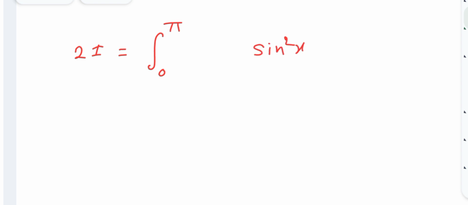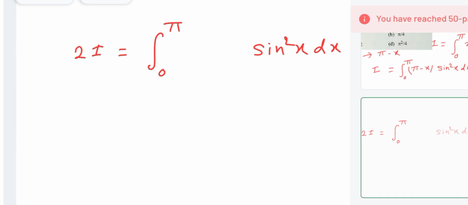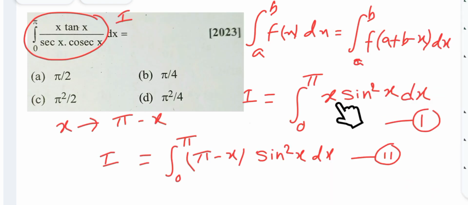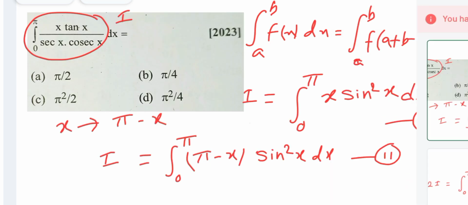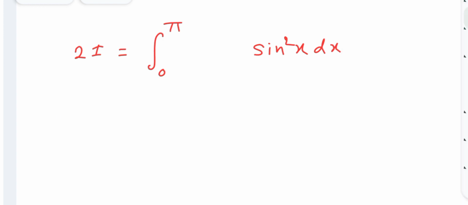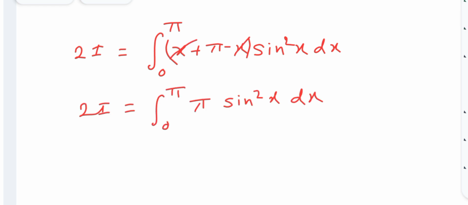Okay, sin square x dx. Then in the bracket, for the first it will be x and plus pi minus x, so I will write x plus pi minus x. This was the common, so this will be out. Minus x plus x, obviously it will get cancelled, so this pi I can take outside, and this I, so 1 upon 2 will be there.